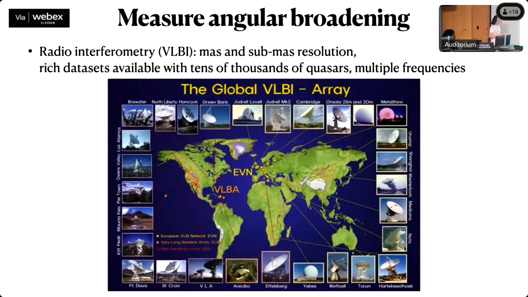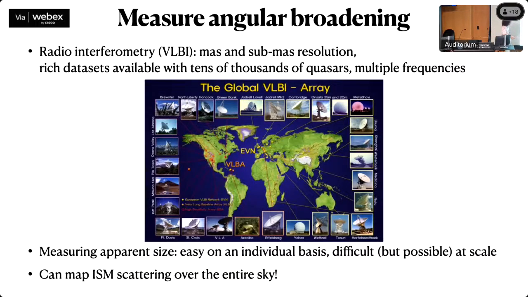But actually, we have data sets available for tens of thousands of AGNs at multiple frequencies. They come from so-called VLBI, very long baseline interferometry, which is only possible in radio and provides the highest resolution in all of astronomy, milliseconds and sub-milliseconds, and a lot of data is public. Naturally, we can use it to first measure the apparent size of the source, which can be difficult at scale, and then map the ISM scattering over the entire sky, over the entire galactic plane.